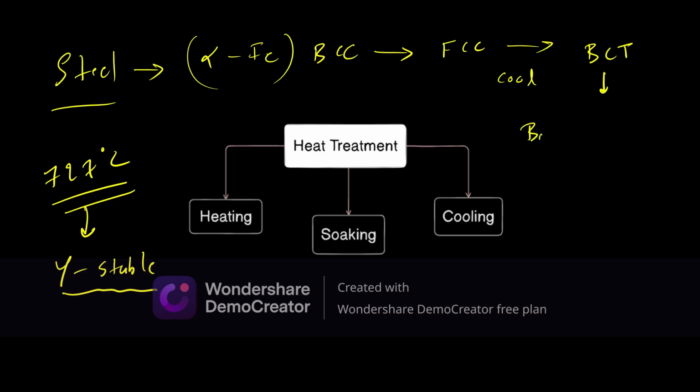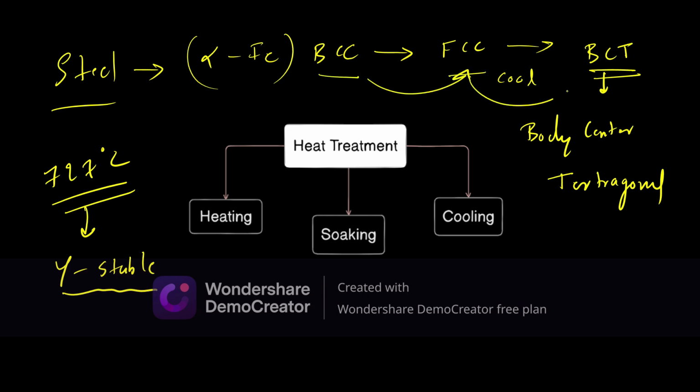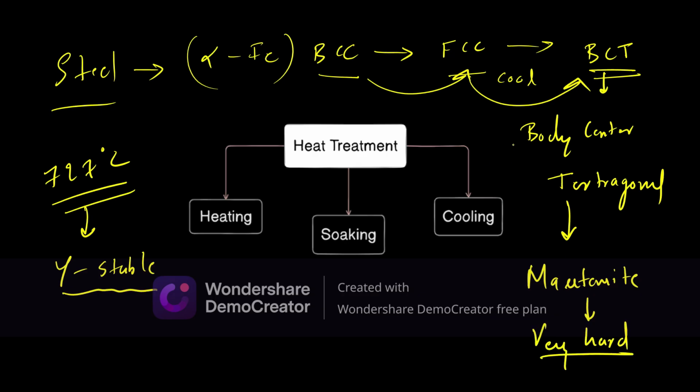BCT is body center tetragonal, to form BCT structure. So this is what we are doing in steel. We convert BCC into FCC and then FCC into BCT. And BCT is nothing but martensite, which is very hard. So this is how we increase the hardness. This is how we harden the material with the help of heat treatment.